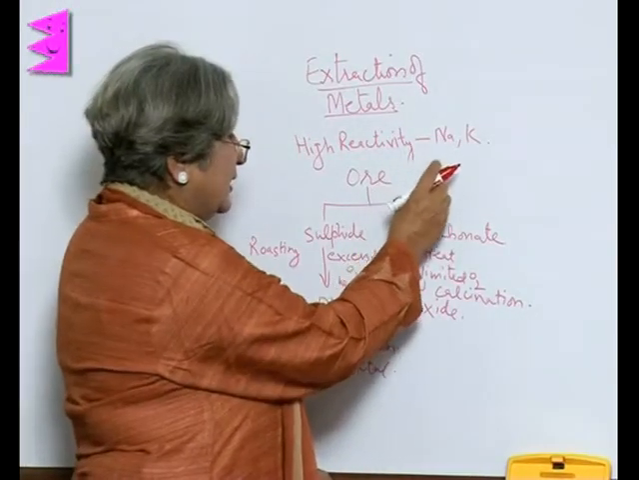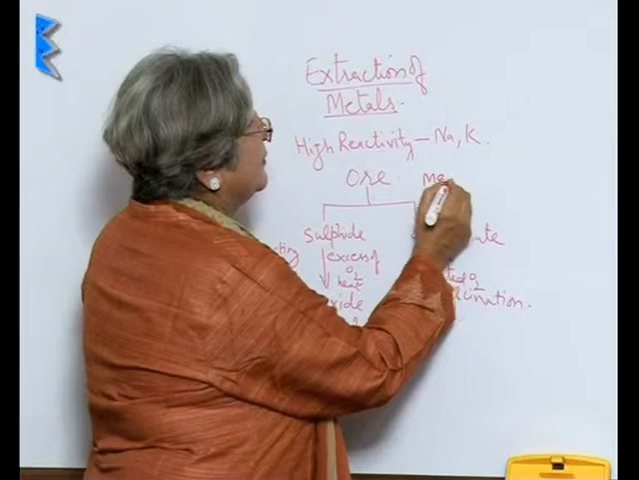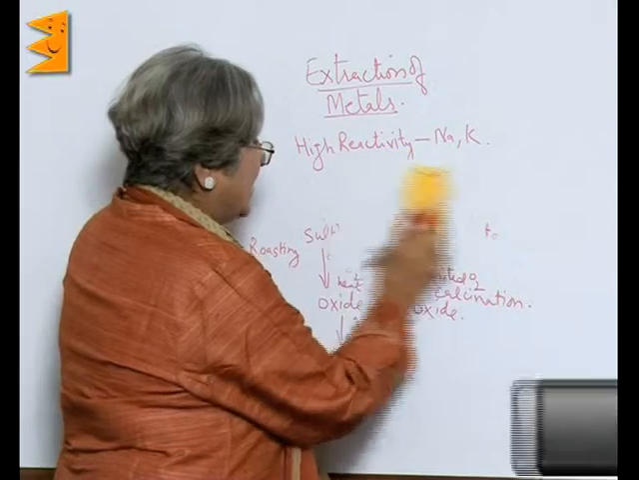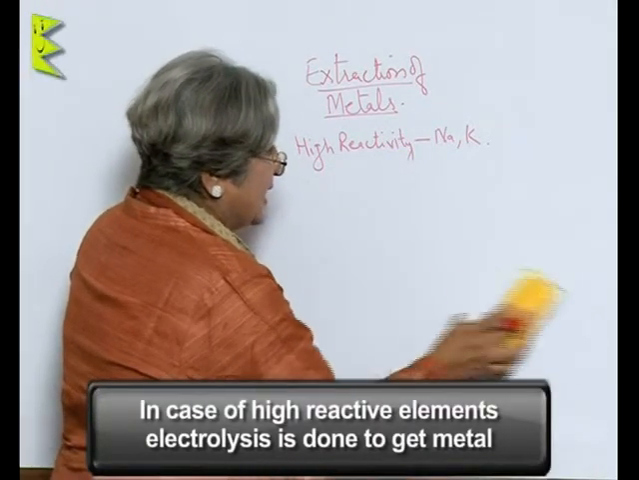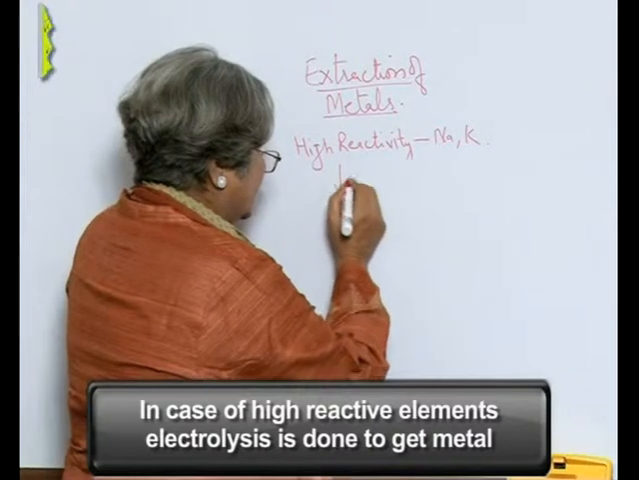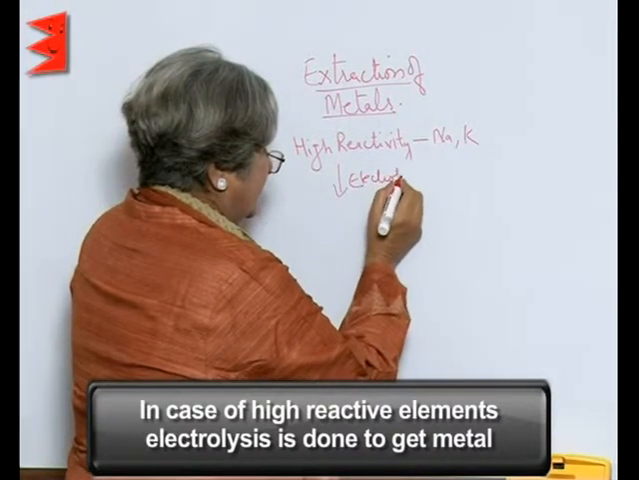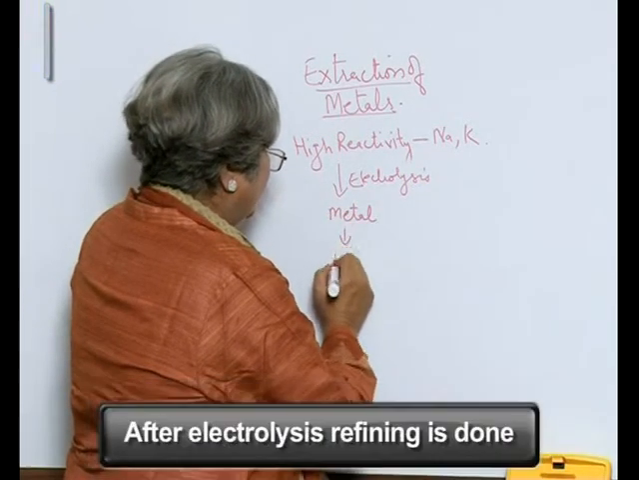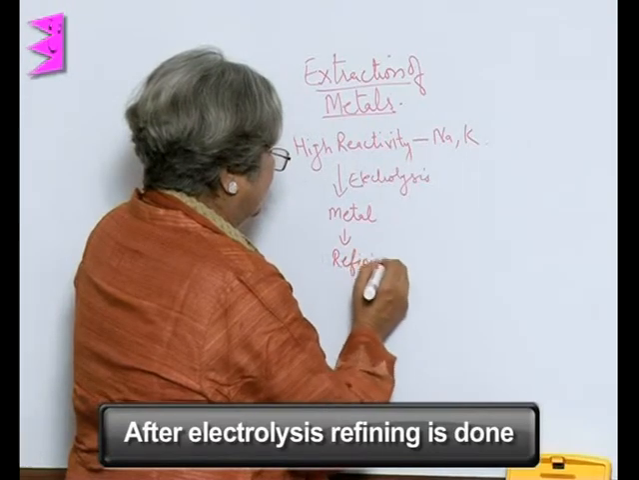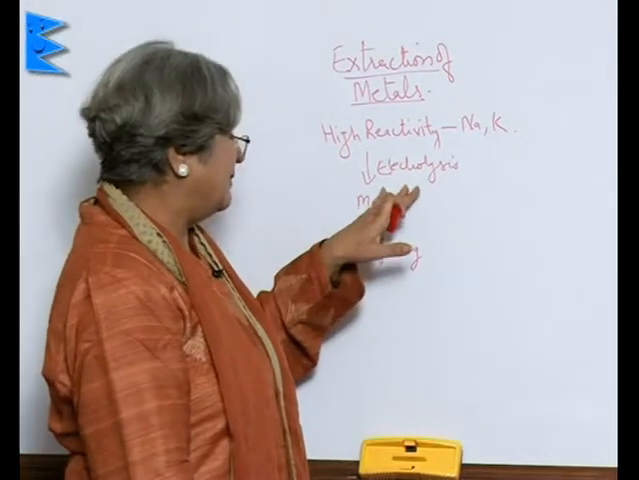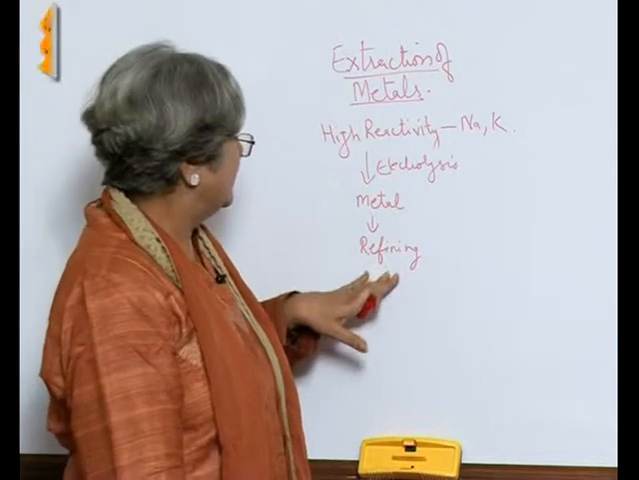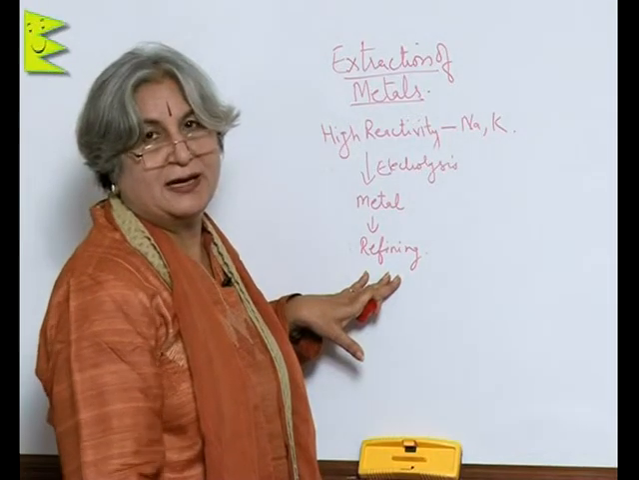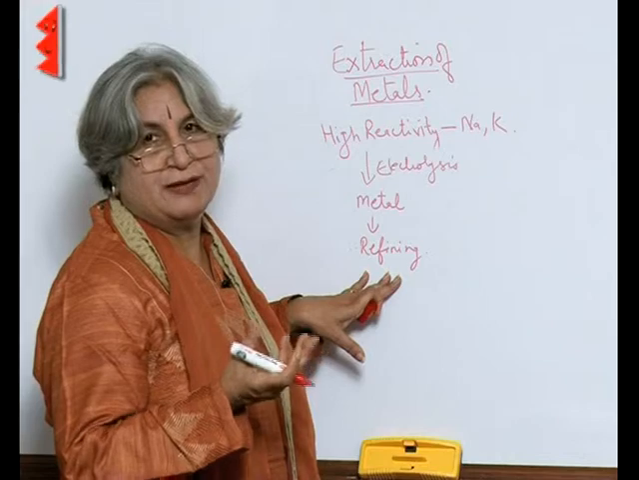Now, this is in the case of medium reactive elements. Now, in the case of high reactive elements, what is done is electrolysis to get metal and then refining. So, just by a simple method of electrolysis we can get metal, and most of the chlorides like sodium chloride and potassium chloride are able to give us sodium and potassium by electrolysis.